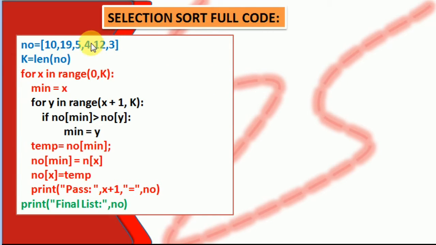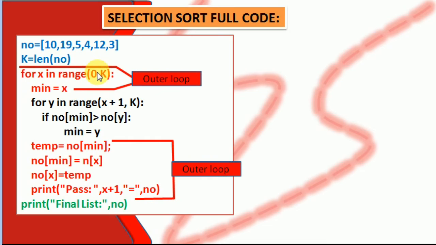I'm going to repeat again how this program is going to work. First I declare a list. K is going to store the length. For x in range, what is this? It's an outer loop. How many lines of the outer loop? These 2 lines. Minimum equals x. Means every time this loop is going to work, minimum is going to store the value of x. Means first time 0, then 1, then 2, then 3, then 4, like this. And that minimum value index number is going to be checked.